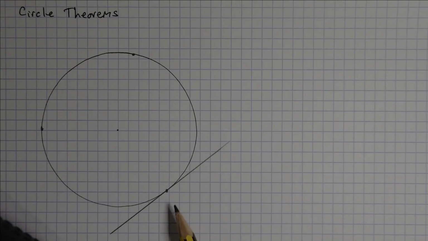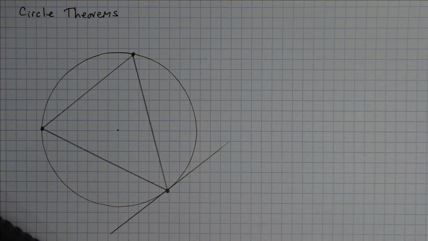So like I said, I would draw the tangent down here. I would like to make a triangle which uses all 3 points on this circumference. I'll show you what I mean. Like so.